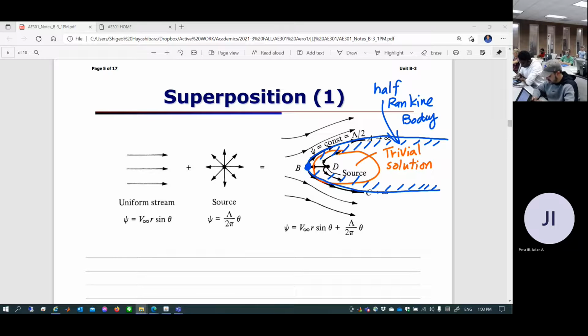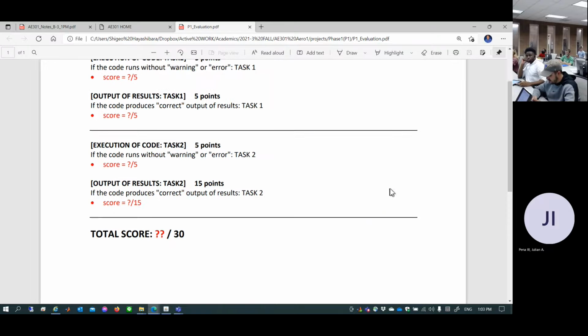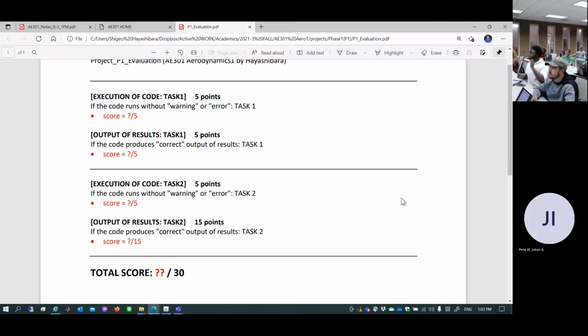I was looking at your project phase 1. This is the rubric of project phase 1 out of 30 points. So you submitted 2 tasks. Each task, if it runs, you get 5 points. That one is computing a gravitational force, the satellite force due to the gravitation of lots of different planets. If I use it and get the correct value, you get 5 points.